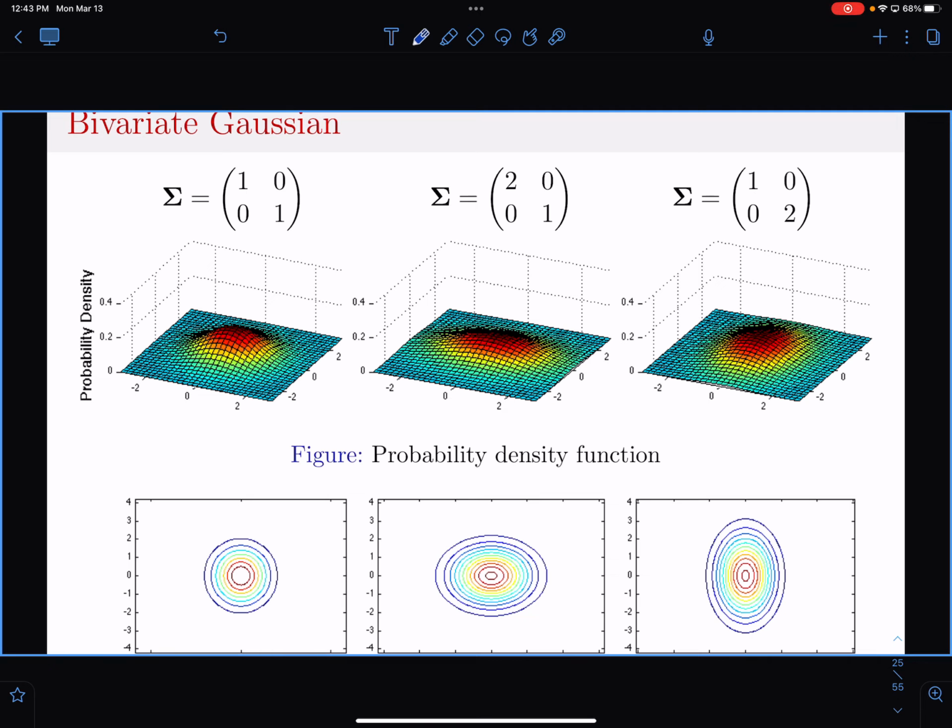And you can also scale the directions differently. So if sigma equals 2, 0, 0, 1, that means we scale the first direction by a little bit more. So you end up with a contour plot that's scaled more in this x direction.